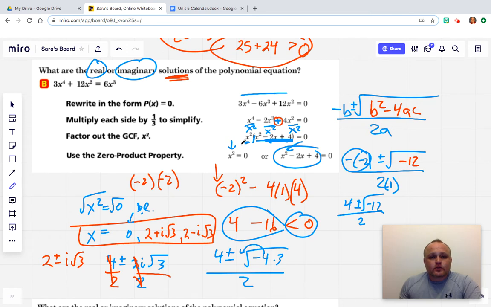So what are the real and imaginary solutions? And these right here would be the imaginary solutions. And these would be the real solution piece, okay? So let's go ahead and keep going.